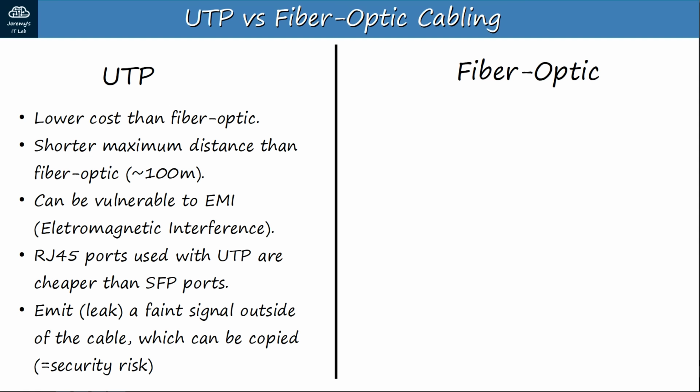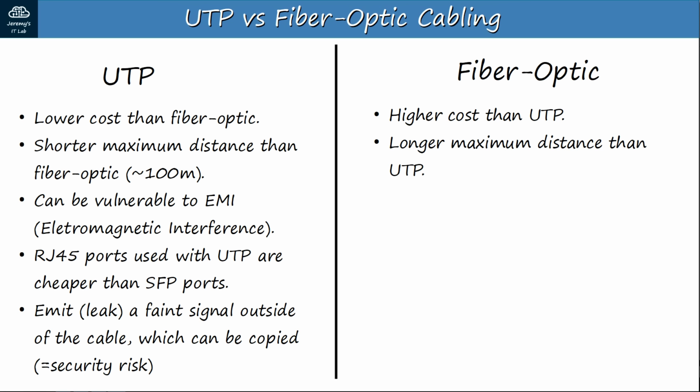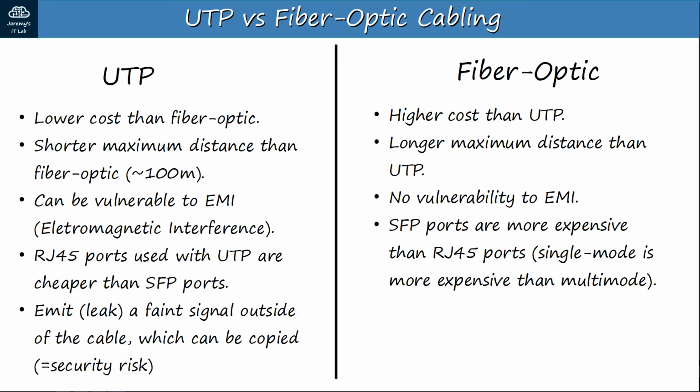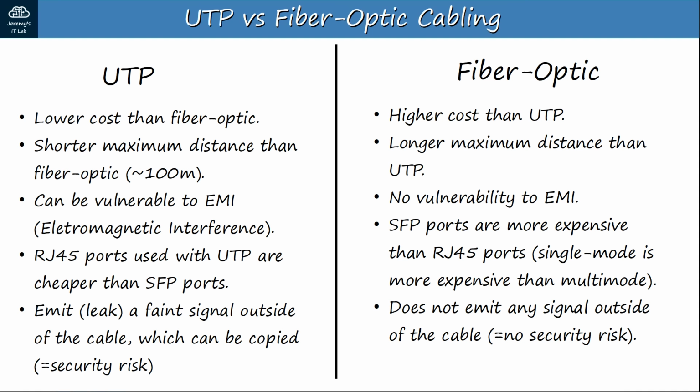Now, let's look at fiber optic cables. Fiber optic cables are more expensive than UTP cables. They support longer distances than UTP cables. Their SFP ports are more expensive than RJ45 ports, and single-mode fiber ports are more expensive than multimode. They do not emit any signal outside of the cable, so there is no security risk there.